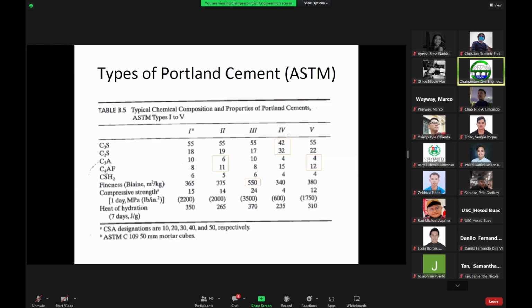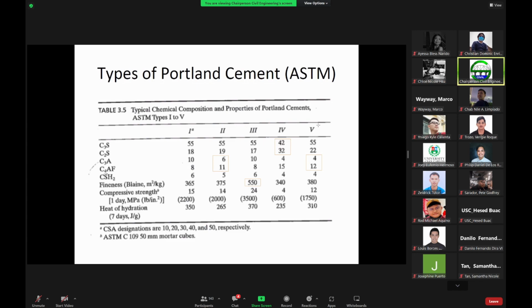So how do you lower the rate of strength development? You lower the C3S content and you increase the C2S content. So this is lower, 42% compared to 55. And this C2S is higher, 32% as compared to just 18 for your ordinary Portland cement. So your C3S is more reactive than your C2S. So if we can lower the amount of the very reactive compound in your Portland cement, we can lower the rate of hydration and lower the rate of strength development of your concrete, thus also lowering the heat of hydration.